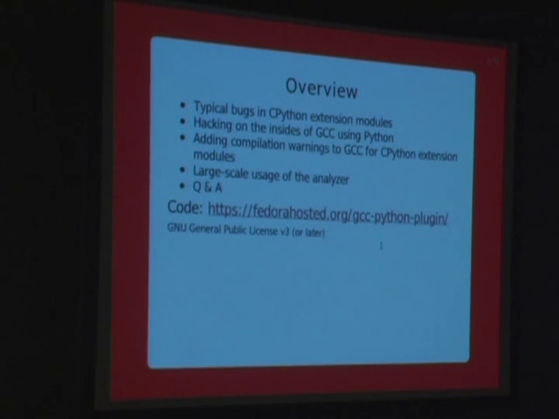So I'm going to be talking about the bugs that typically occur in C extension modules for Python, which kind of motivates things. Then look at some work that I've done to make the insides of GCC, the GNU compiler, be hackable using Python. And then how I've used that work to add new compilation warnings to GCC to detect when you get, for example, reference counting bugs in C extension modules. And then I've been using that work to do a lot of large-scale analysis to try and basically fix all the reference counting bugs in all Python extension modules, because yay, for big ambition.